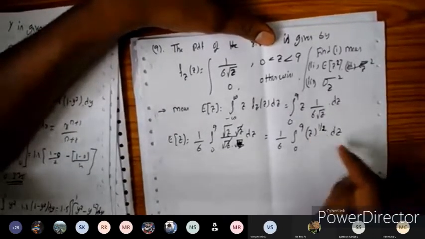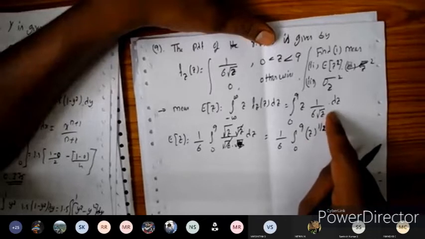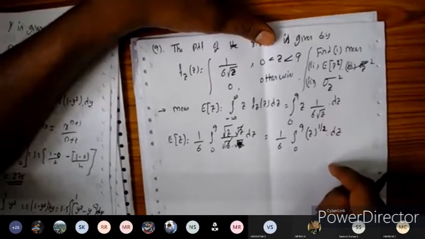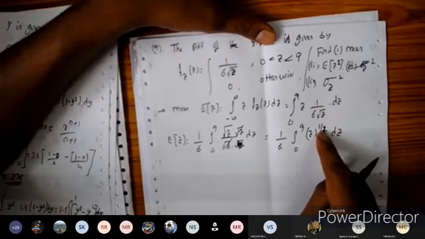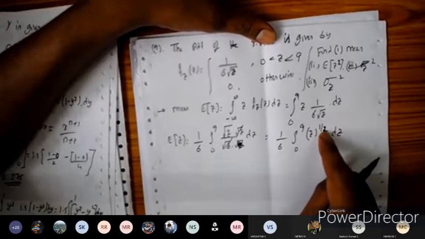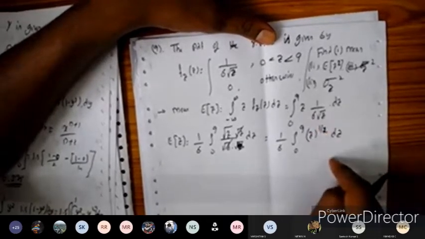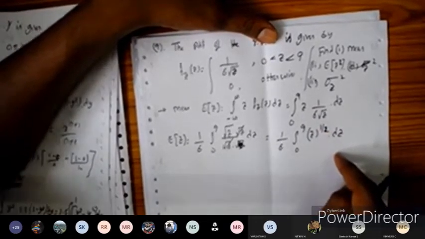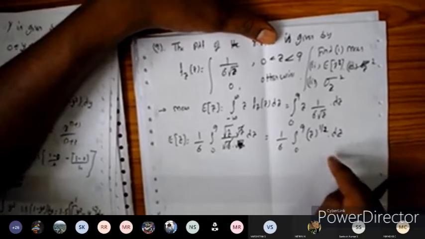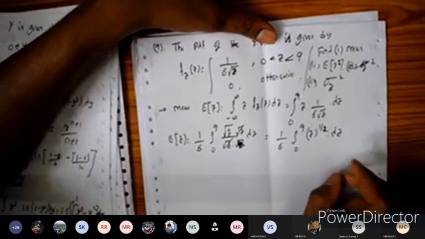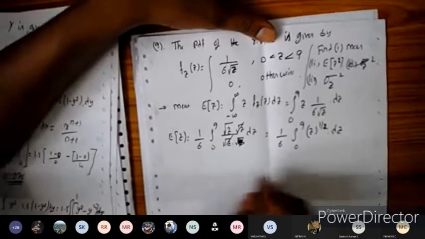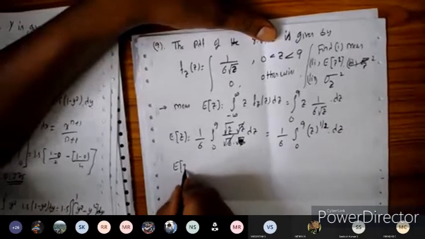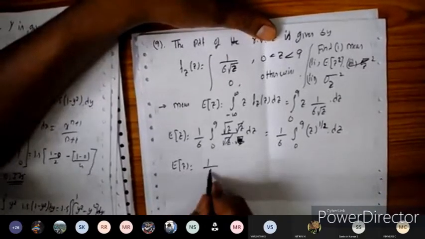The integration of x to the power of n is x to the power of n plus 1 divided by n plus 1. So for 1 by 2, the integration is divided by 1 by 2 plus 1, which becomes equal to 3 by 2. So that's the integration. In the previous problem, I already gave the formula for the integration, you know.